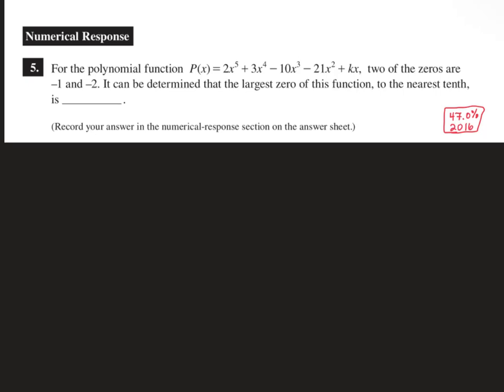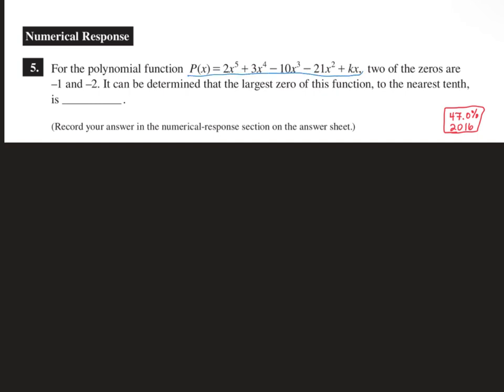Alrighty, let's take a look at this question. This was on the 2016 diploma, and when it was, 47% of the province got it right. So, let's take a look. Might be a bit harder. So, polynomial function, p of x equals blah, blah, blah.